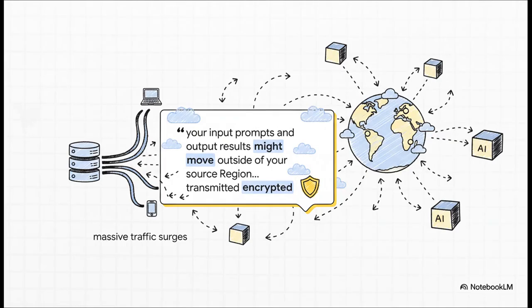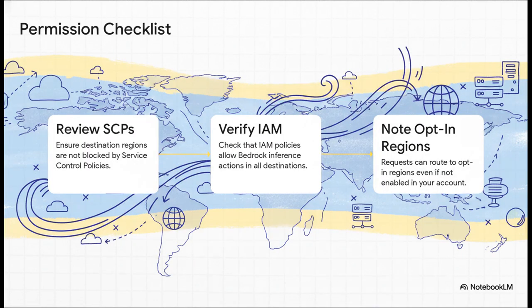Now let's talk about data, because this is super important to get right. While your data at rest, like in your S3 buckets, stays put in the source region, the actual prompts you send and the results you get back will travel to a destination region to be processed. The key thing to know, though, is that all of that data in transit is encrypted across Amazon's secure private network. So to make sure everything just works, you've got to do a little pre-flight check on your permissions. First, look at your organization's service control policies, your SCPs, and make sure they don't block any of the potential destination regions.